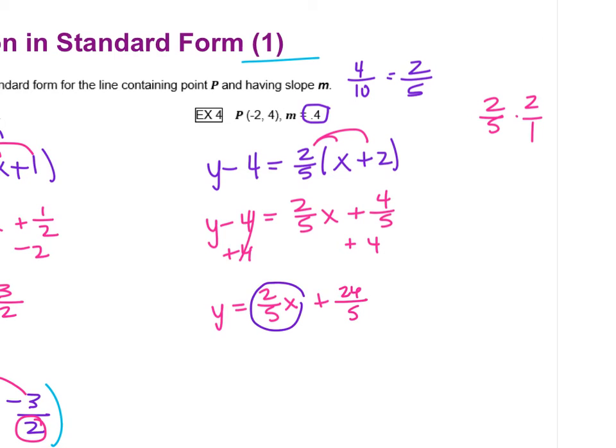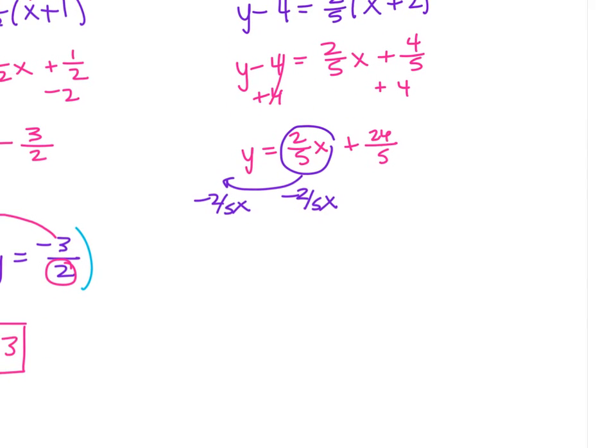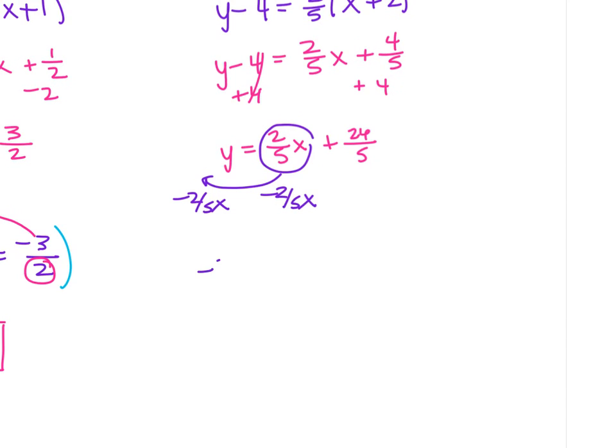All right, now get it into standard form. Get this x to the other side. We're going to subtract it because it's positive. So we have negative 2/5 x plus y equals 24 over 5.